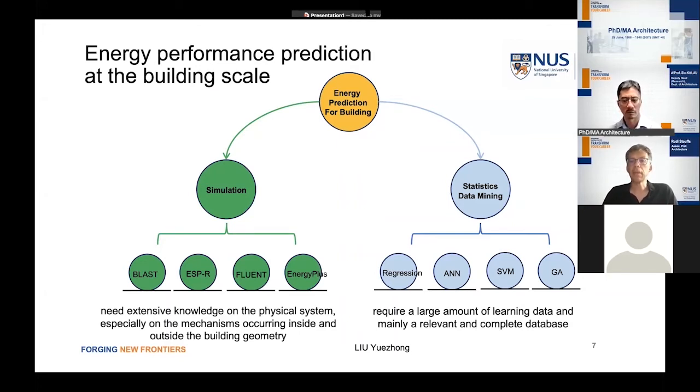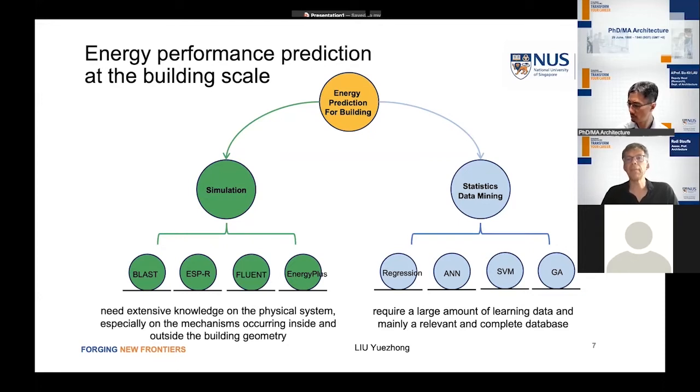Simulation can be very accurate. There is lots of software available to do so. The downside of simulation is that it needs extensive knowledge on the building system, on the mechanisms that occur both inside and outside the building geometry. And this relies on information that is generally not available in the beginning of the design phase. It's only available when the building has been fully elaborated and we know how it will be operated, etc. And then we can do very accurate simulations.